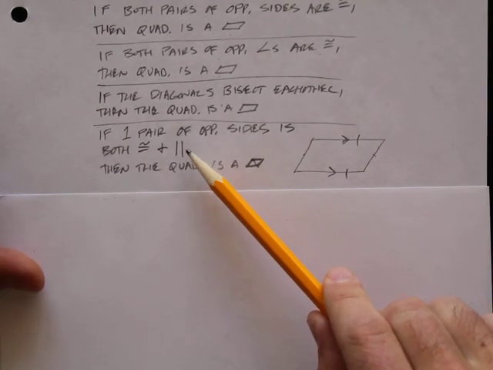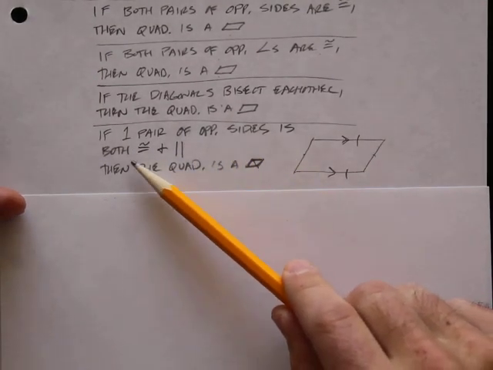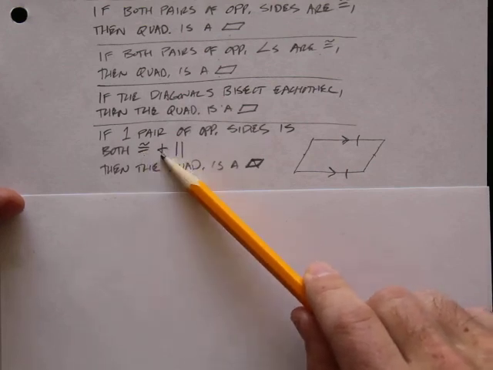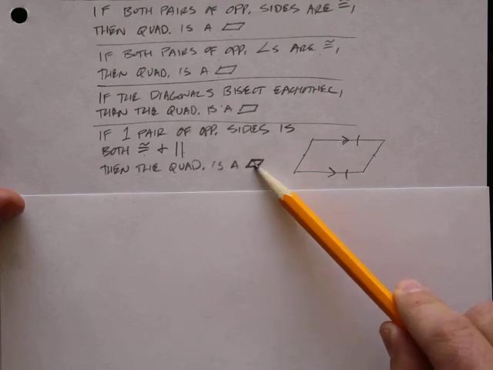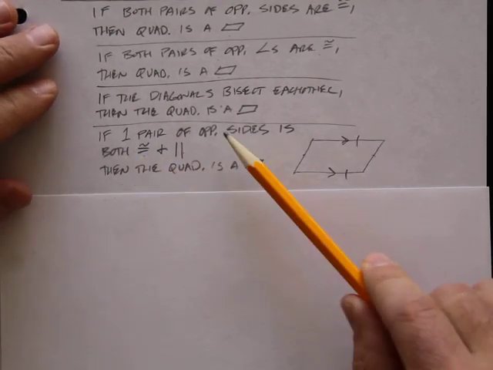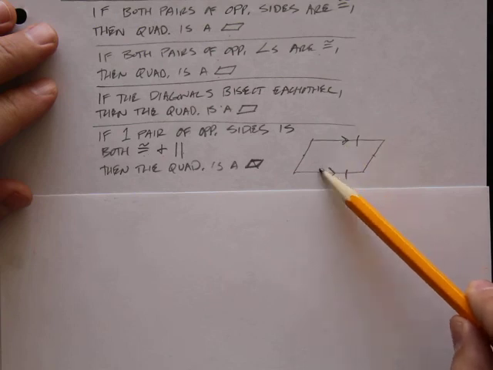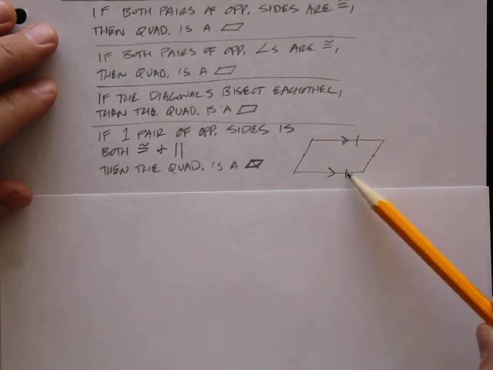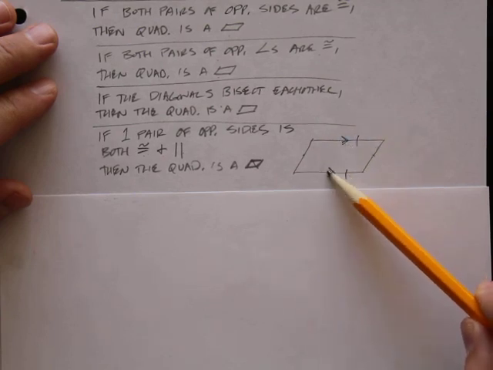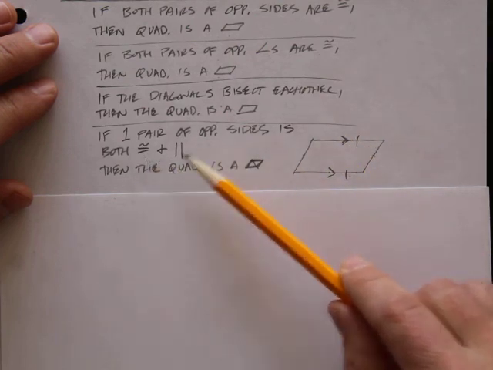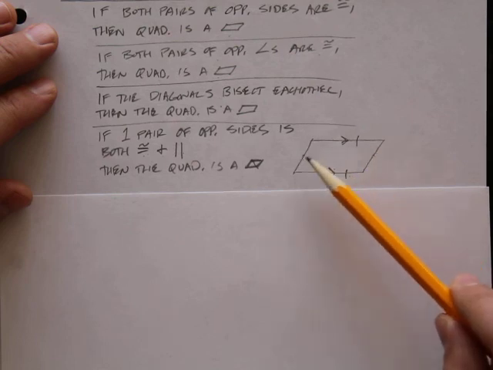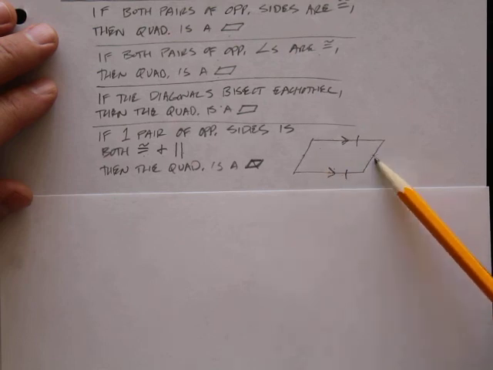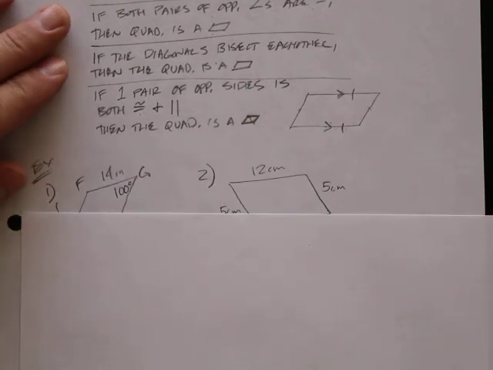If one pair of opposite sides is both congruent and parallel, then the quadrilateral is a parallelogram. So this one is a little bit interesting here. If the opposite sides, just one pair, is congruent and parallel, then you know it's a parallelogram, because if you know this information, you know these sides also have to be parallel and congruent. Okay. Now let's do some examples.